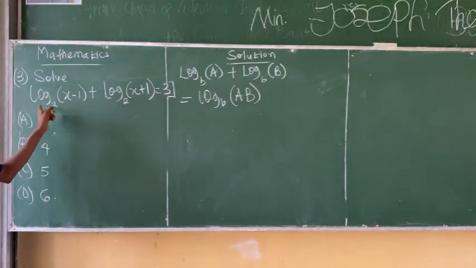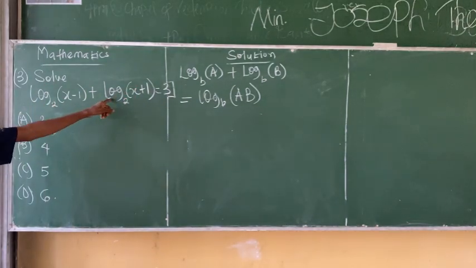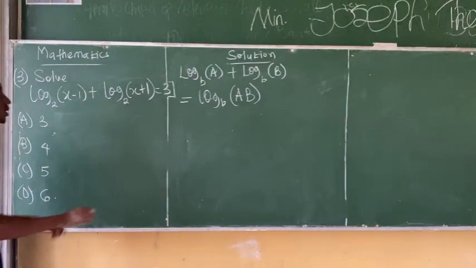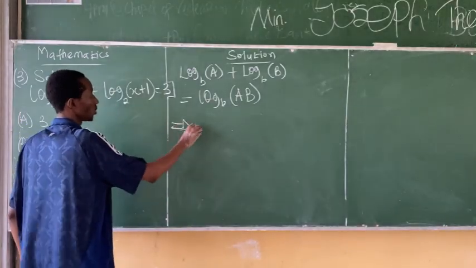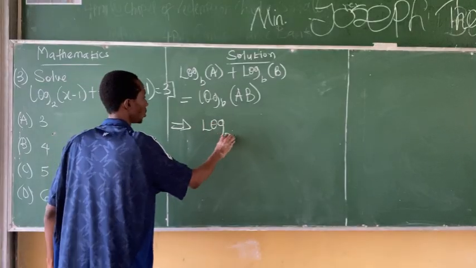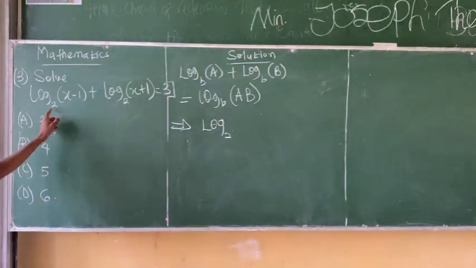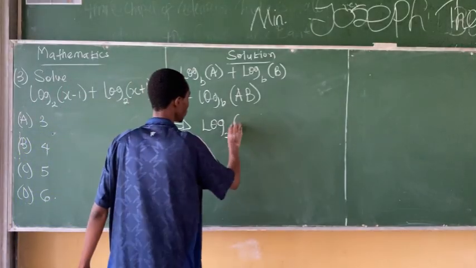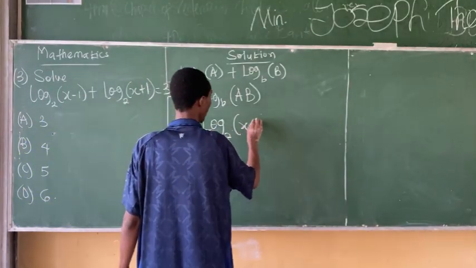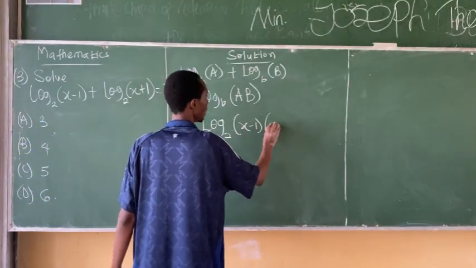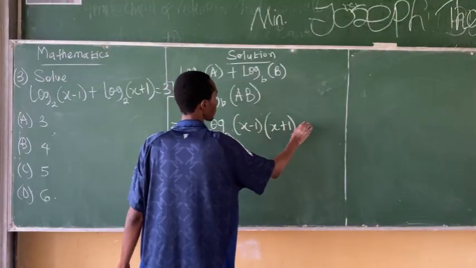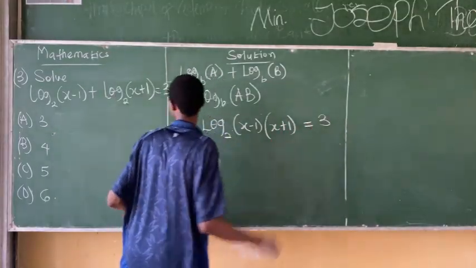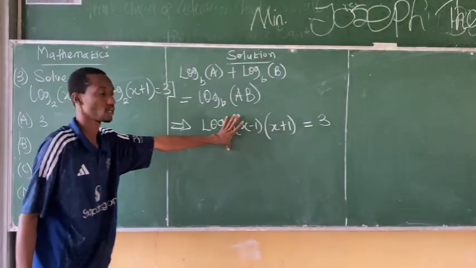This is the same thing as what we have there. These two have the same base. You can see log base 2 and log base 2. So you pick one, you have log base 2, which is this. Then you multiply the other values. You have x minus 1 into x plus 1, all is equal to 3. That is what this question simply means here.